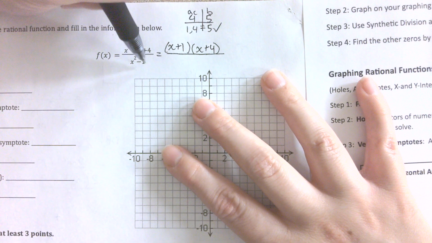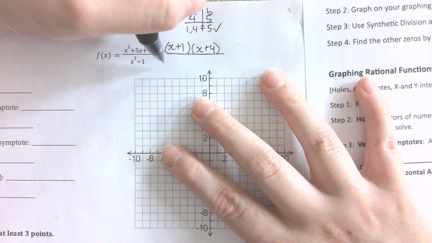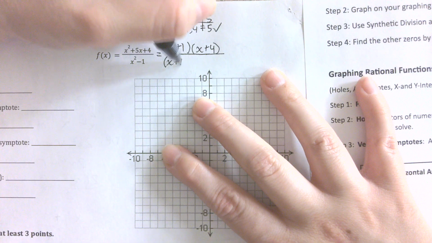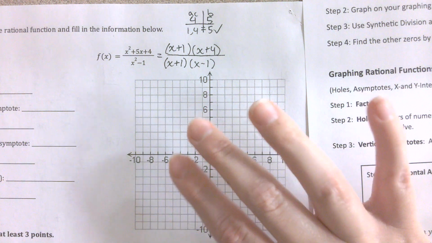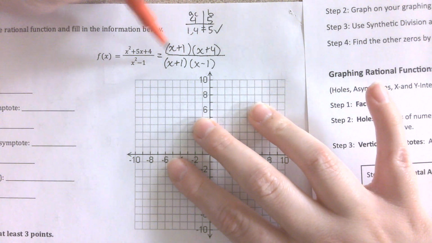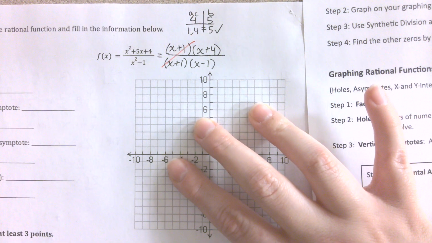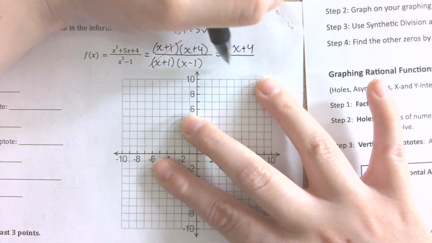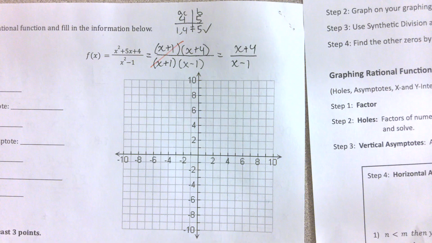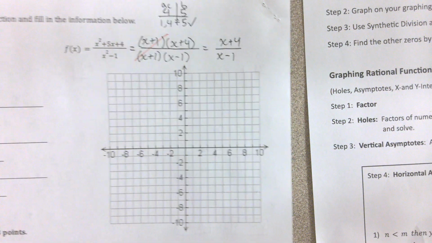On the bottom, x squared minus 1. I hope you recognize that. That's a difference of squares. x plus 1, x minus 1. So these are going to cancel, the x plus 1s. And so what's left over is x plus 4 over x minus 1. So that was the first step.